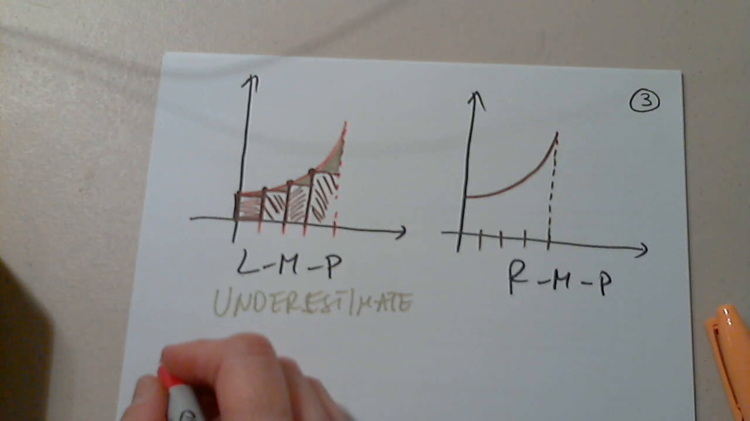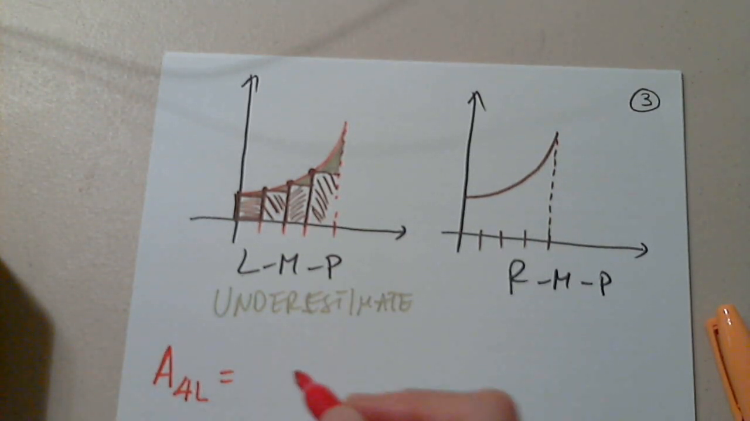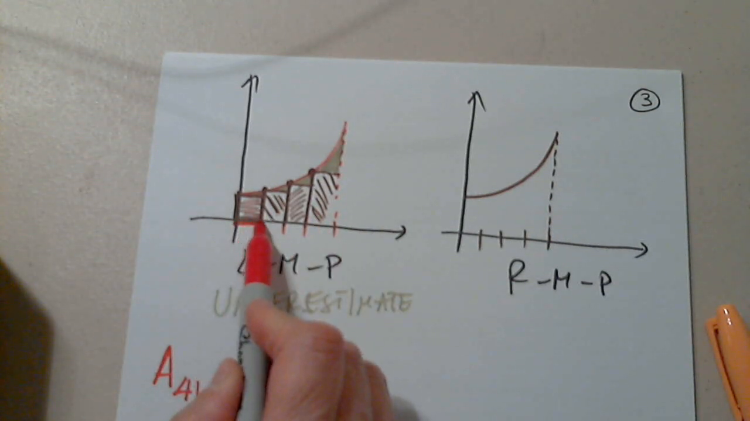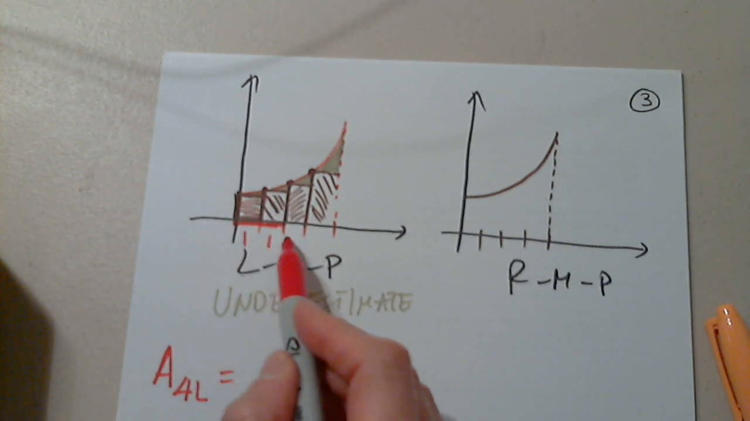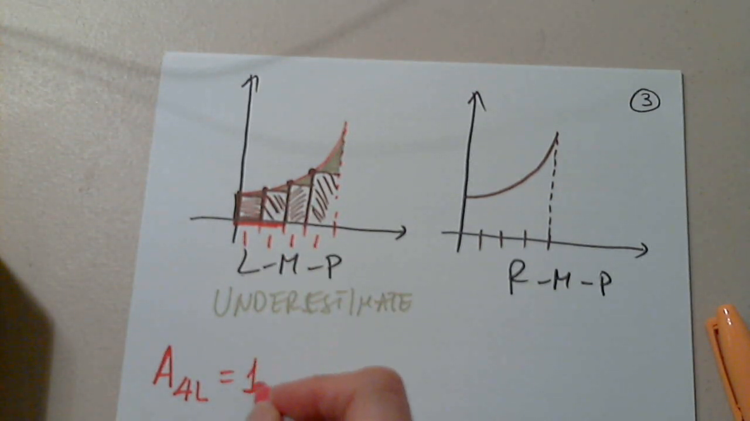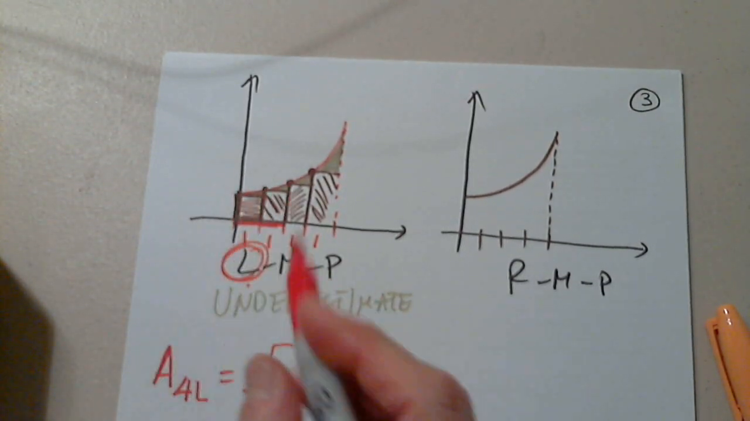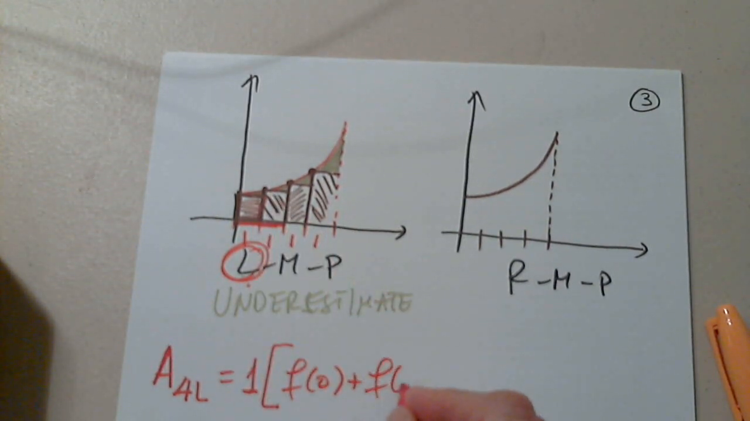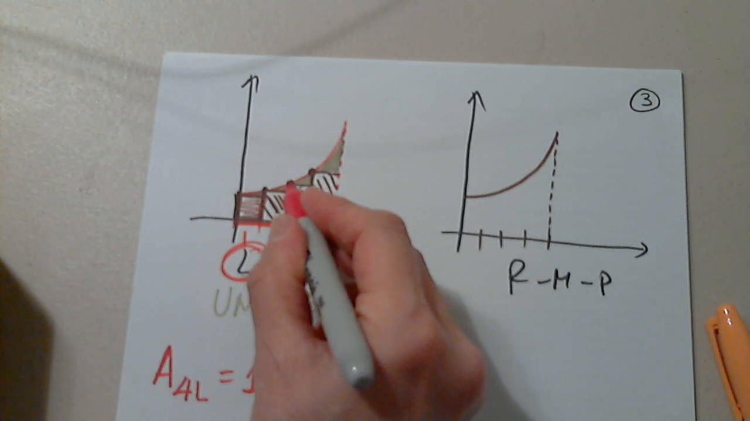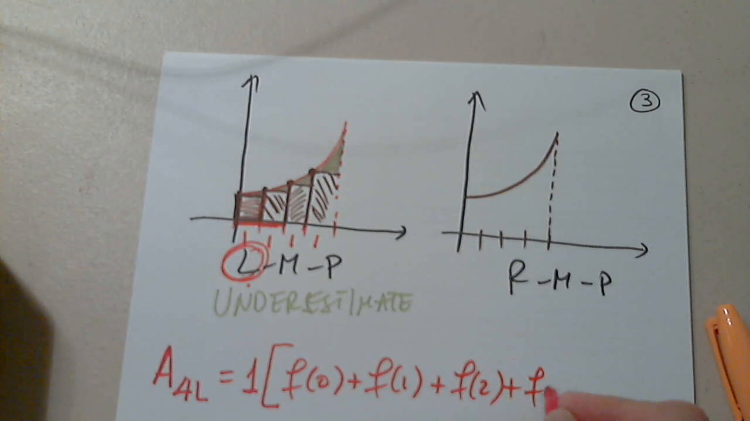So, the area with 4 left is base of the rectangle times height. But the base is the same in all of them. It's 1, 1, 1, 1. So I'm going to say 1 times, since I'm looking at the leftmost point, f of 0 plus f of 1 plus f of 2 plus f of 3. I cannot have more than 4.